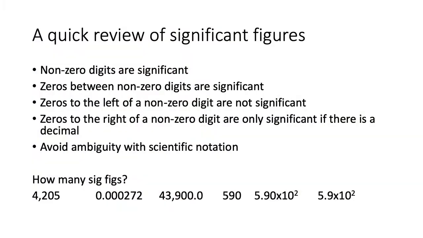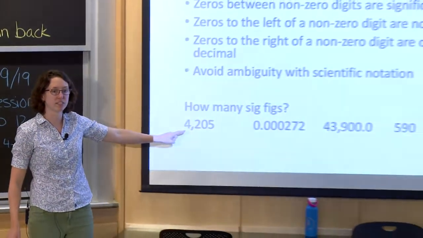A quick review of significant figures and how to use them. All non-zero digits in a number are significant. Zeros in between non-zero digits are also significant. Zeros to the left of a non-zero digit are not significant. Zeros to the right are only significant if there's a decimal place, and you can avoid ambiguity in that with scientific notation. So if we just go through these really quickly, how many significant figures does this have?